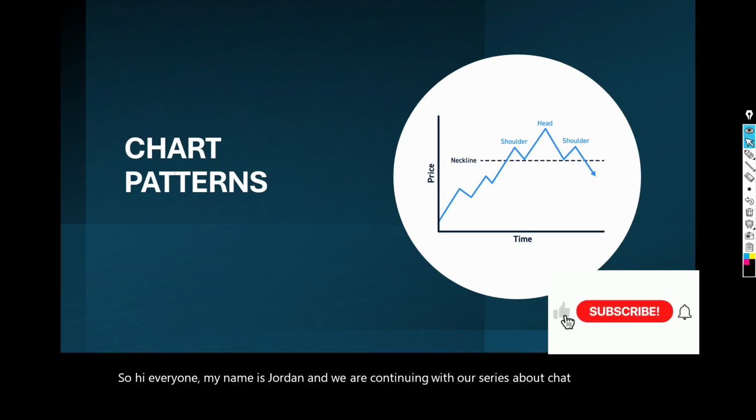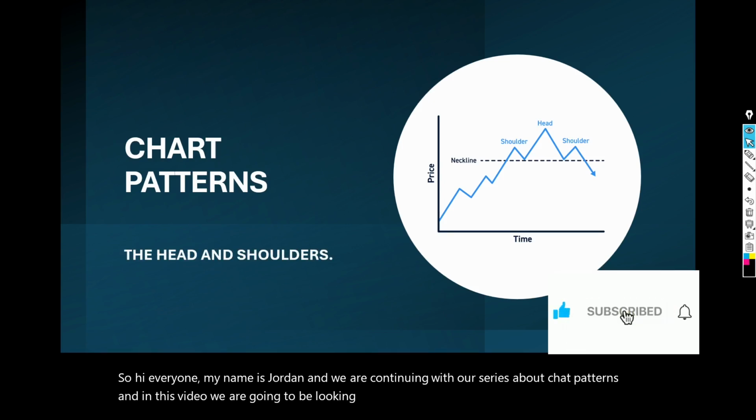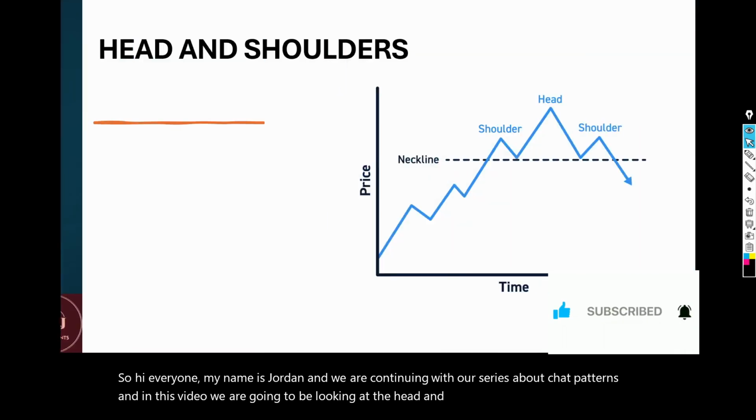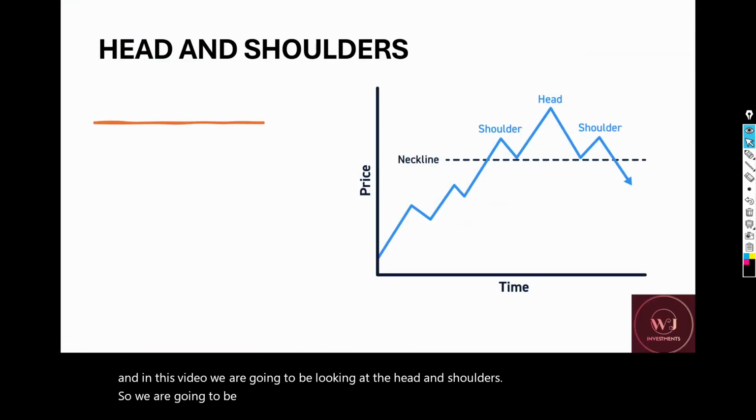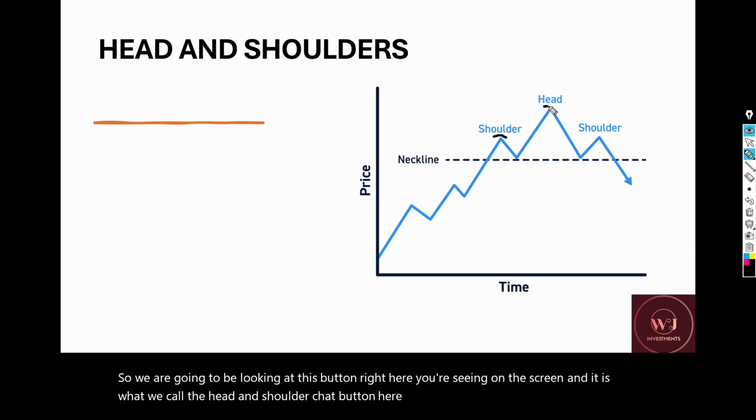And in this video, we are going to be looking at the head and shoulders. We are going to be looking at this pattern right here you're seeing on the screen, and it is what we call the head and shoulder chart pattern. Here we have a shoulder, here we have a head, then here we have another shoulder.